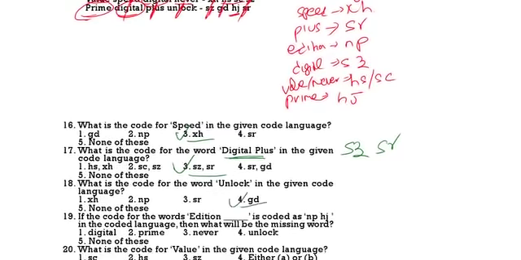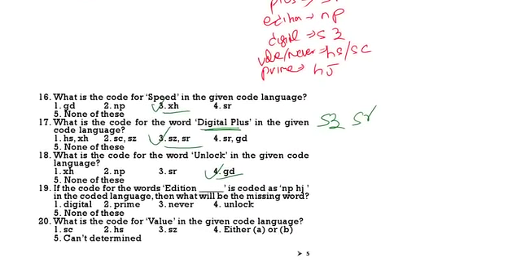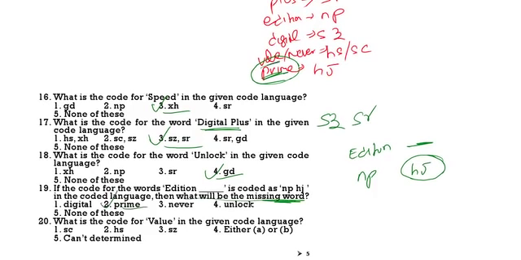If the given code addition dash is NPHJ. See here, addition dash is NPHJ. So addition means NP and HJ. So here HJ means which one? Prime. Then what is the code for the missing word? For HJ, what is the code? Prime. Prime is the correct answer. What is the code for value? Value means either HS or SC.